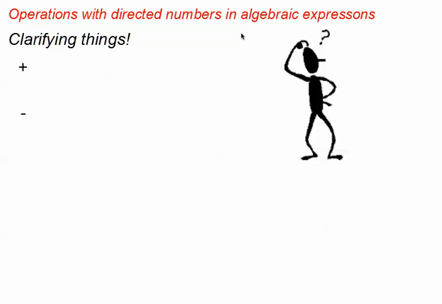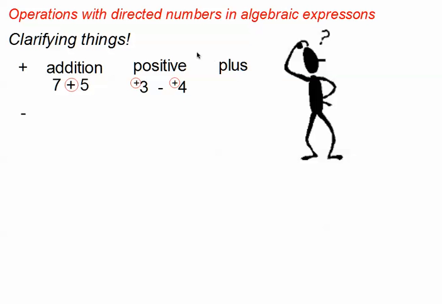In this video, I show you a neat and concise way of dealing with algebraic expressions where directed numbers are involved. But first, let's just clarify a couple of things. This plus symbol is sometimes used for addition, as in 7 add 5. Sometimes it's used to indicate the sign of a number, as in positive 3 subtract positive 4. And sometimes the word plus is used for this or this, and because it has a dual meaning, I tend to try not to use it.